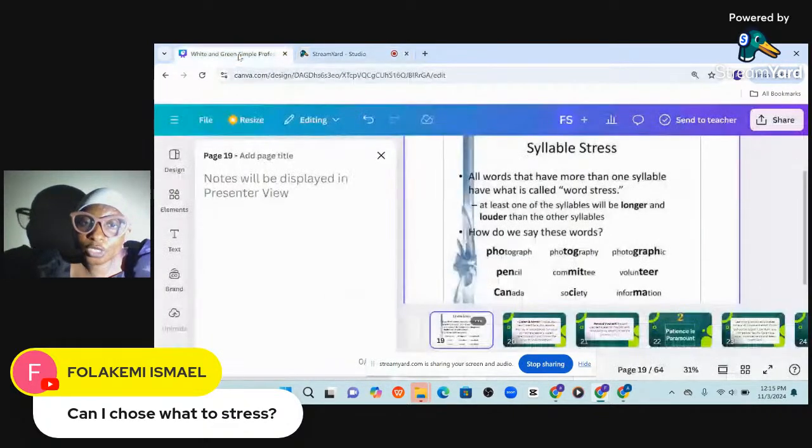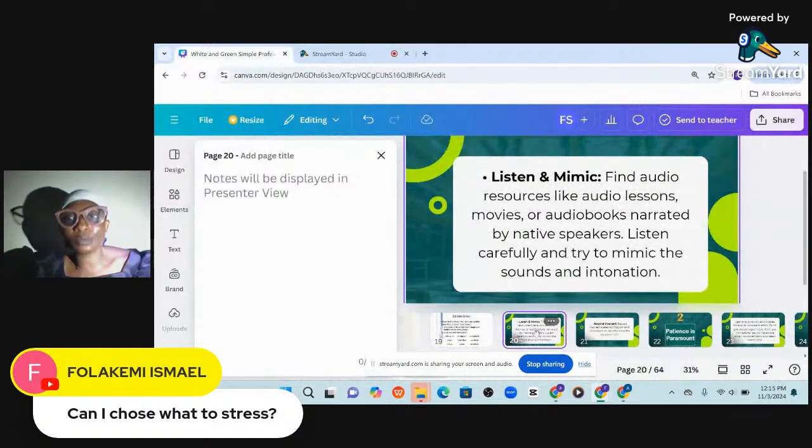So back to what you should do to help you speak more. Listen more. You can find audio resources that you can listen to, like audiobooks, movies. Listen to how the native speakers speak, the British native speakers, the American native speakers. It depends on which one you want to try and speak, and try to sound like them.